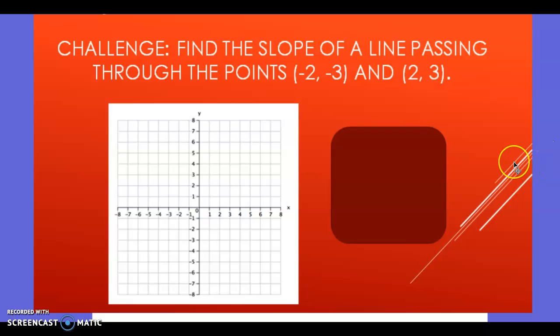Let's look at an example. Let's say I give you the points that are on the screen here, (-2, -3) and (+2, +3), and I ask you to calculate the slope of the line. This is a little bit different because I'm not giving you the actual picture of the line. Think about how you may approach this problem. Hit pause and then hit play when you are ready.